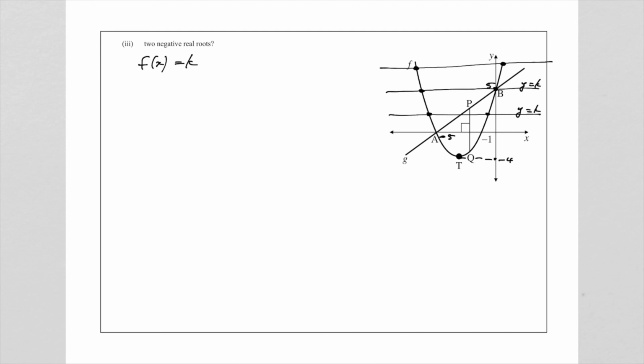That means that k must be less than 5, but it's very important that k must also be greater than -4. So that means that our final answer will be k greater than -4, but less than 5.